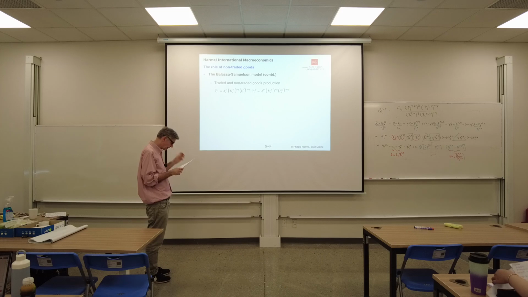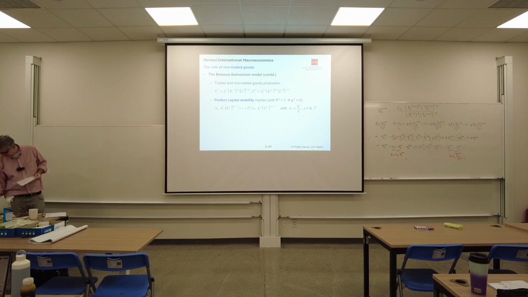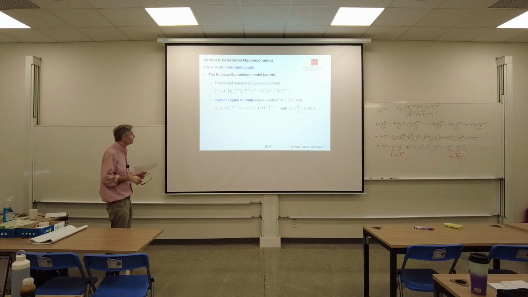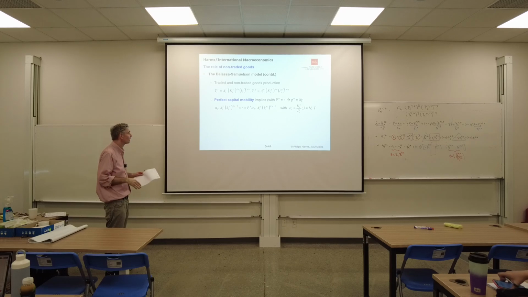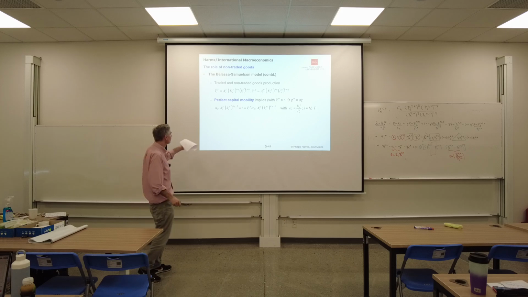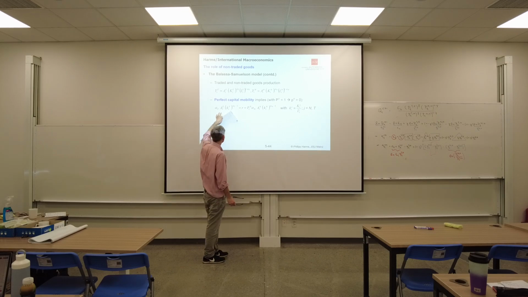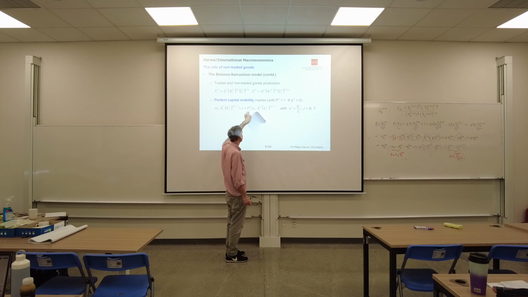Good. Now, let me spell out the things before I write stuff on the whiteboard. Perfect capital mobility implies, and please note the traded goods price is the numeraire, that the marginal product of capital equals the real interest rate. So the marginal value product of capital has to be equal to the interest rate. Here we have the marginal product of capital, and here we have the marginal product of capital times the non-traded goods price.